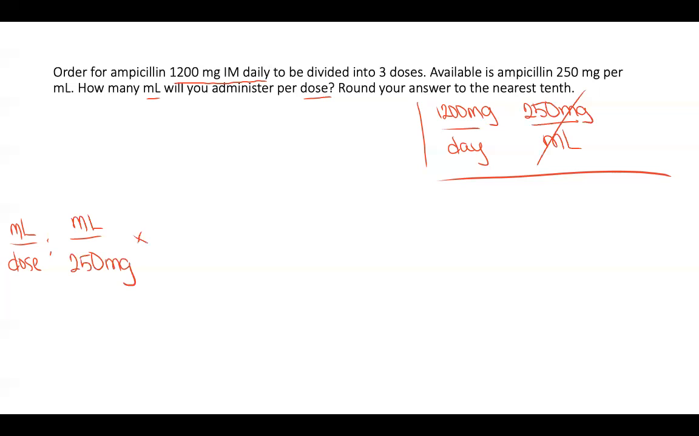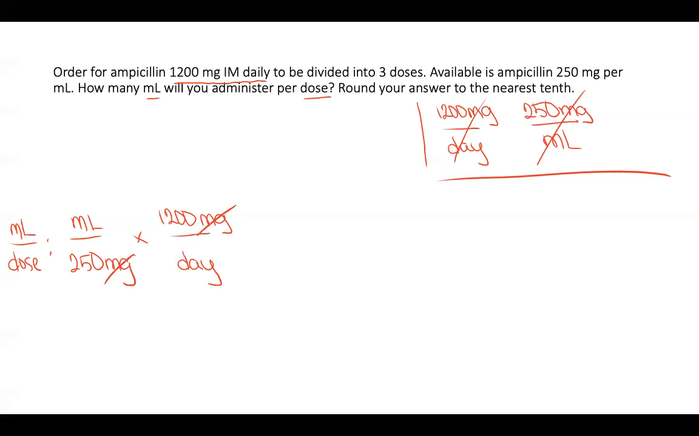Now I have milligrams on the bottom in the denominator, and I need milligrams on the top in the numerator of the next section. So I'm going to come up to my box and find milligrams. 1200 milligrams per day. Cross it out. I've used everything in my box. Once I use everything in my box, I'm going to cancel like units of measure and see what I'm left with. In this case, I'm going to cancel milligrams. And I see that I'm left with milliliters per day, which does not match what I'm looking for.